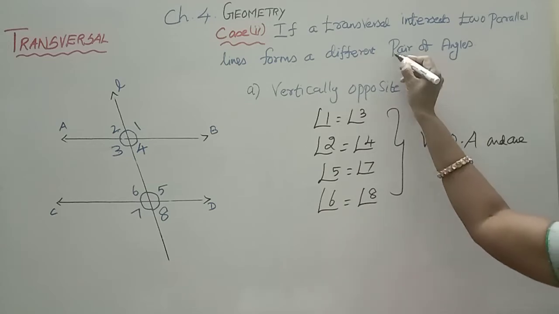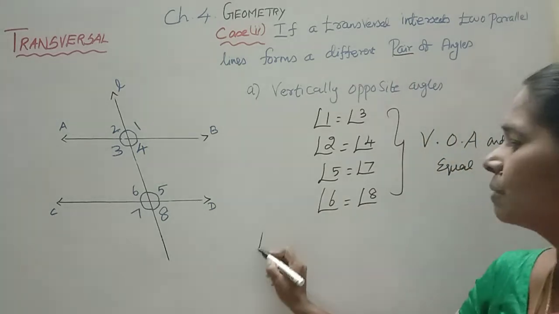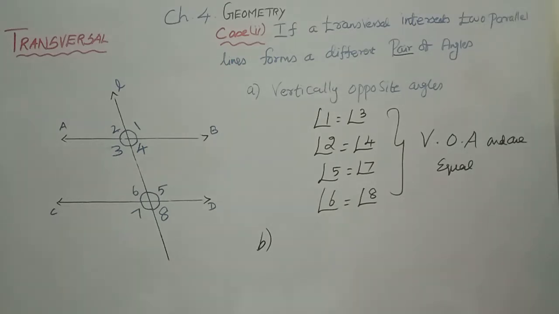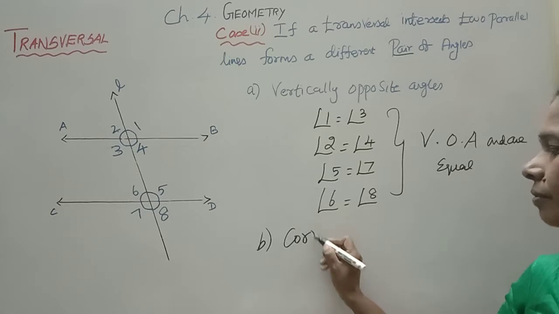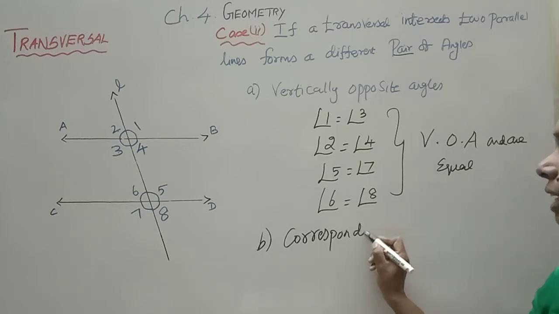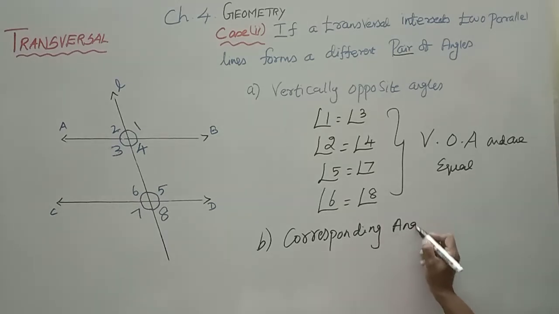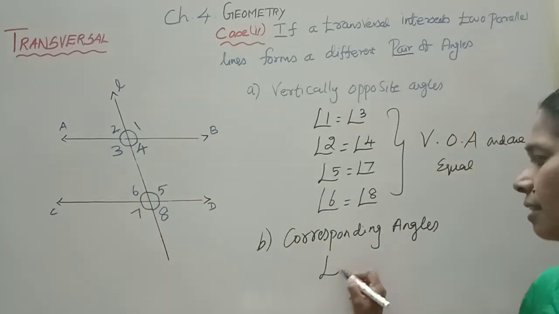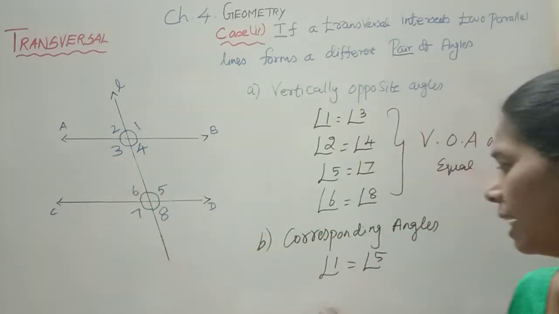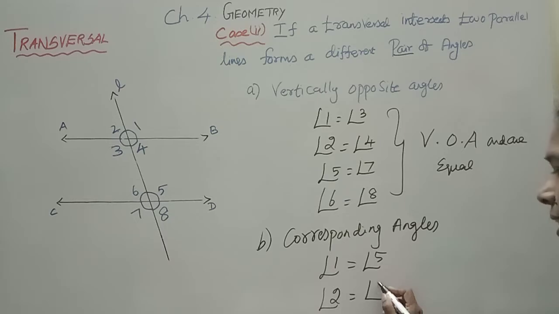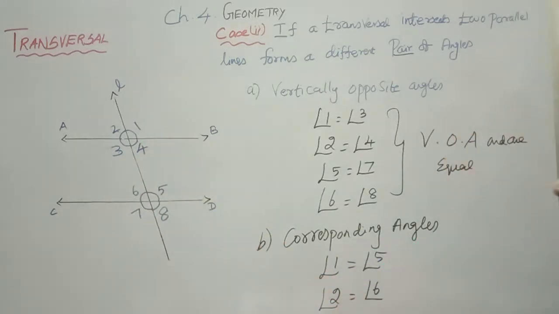This is a different pair of angles. Now we are checking. Next, corresponding angles are equal. We saw corresponding angles but didn't say whether they are equal or not. Now we are checking. Which are the corresponding angles? Their values are equal. Angle 1 equals angle 5. These two are corresponding angles, and angle 2 equals angle 6, because it lies above the transversal, and angle 4 equals angle 8 and angle 3 equals angle 7.